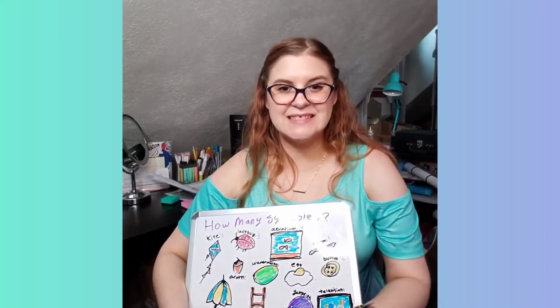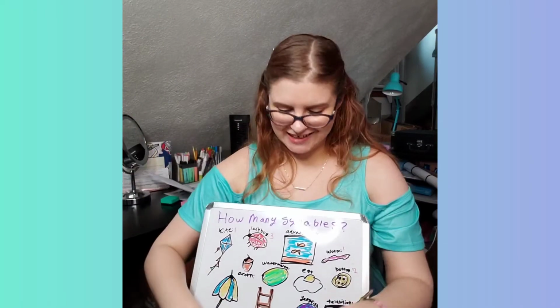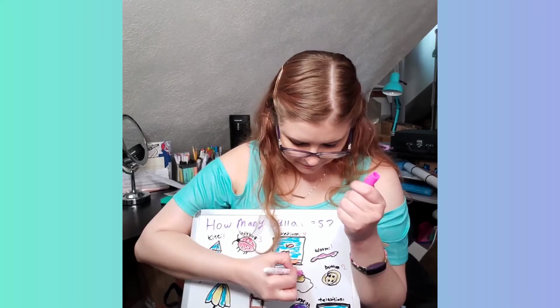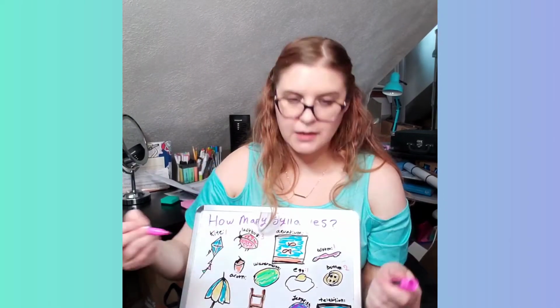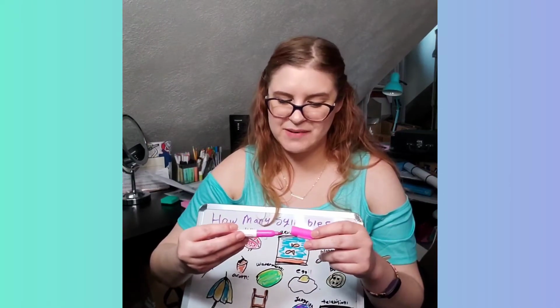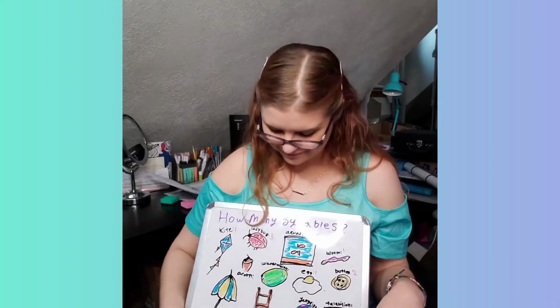All right, so let's see how many syllables in the word egg. Egg, just 1. The 1 is really easy to write backwards and forwards because it looks the same.